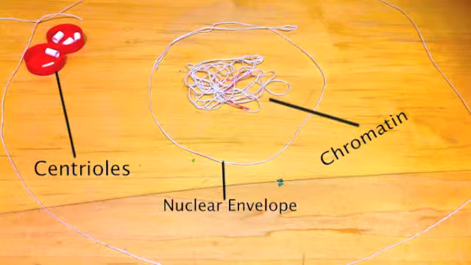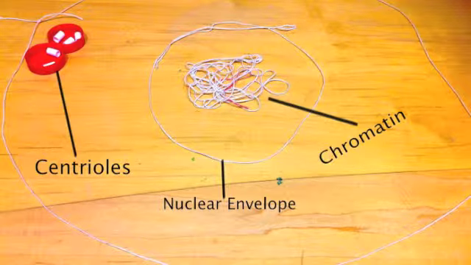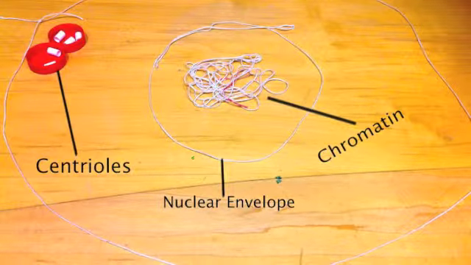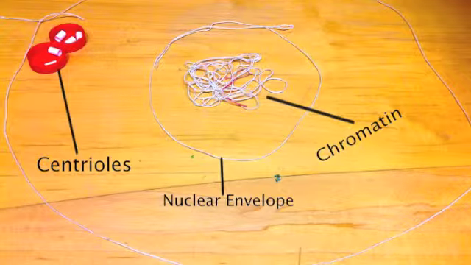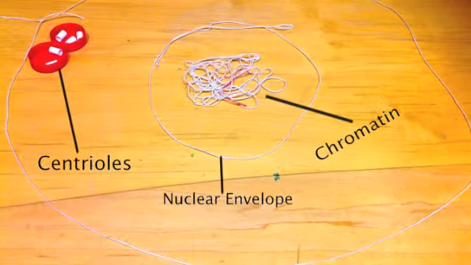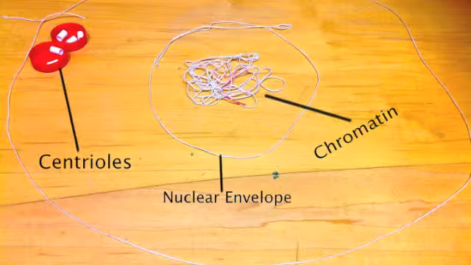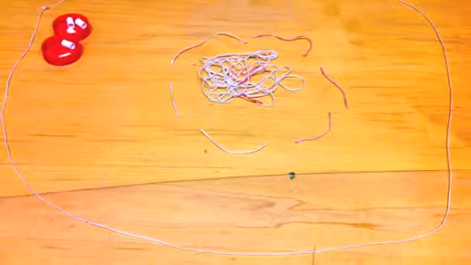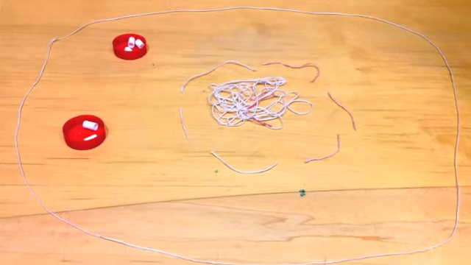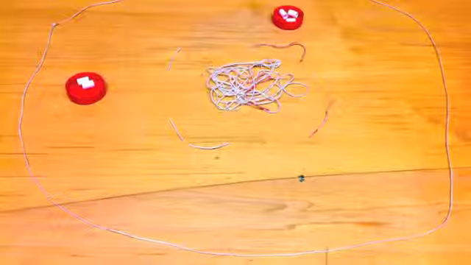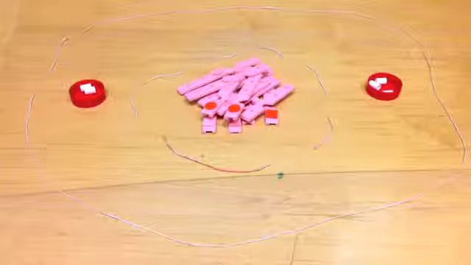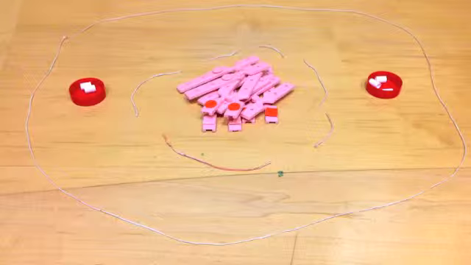Here you can see a cell getting ready to go through meiosis. The chromatin is condensed in the nucleus, the nuclear envelope is still intact, and the centrosomes filled with centrioles are on one side of the cell. At this point, the nuclear envelope starts to dissolve. Also, the centrosomes start to move to opposite poles of the cell.